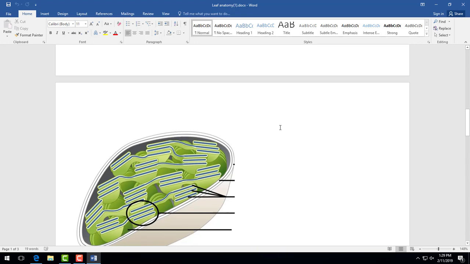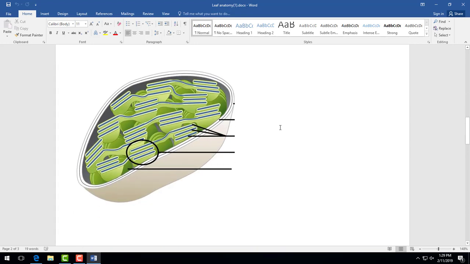Okay, so looking at this organelle, the whole organelle, you can just title the top of this page as what? What do you think? Chloroplast. Yep, it's a chloroplast.